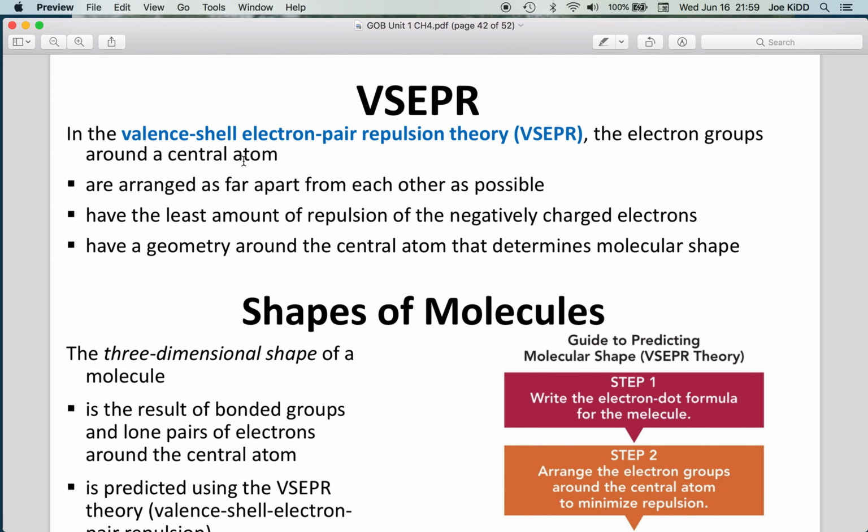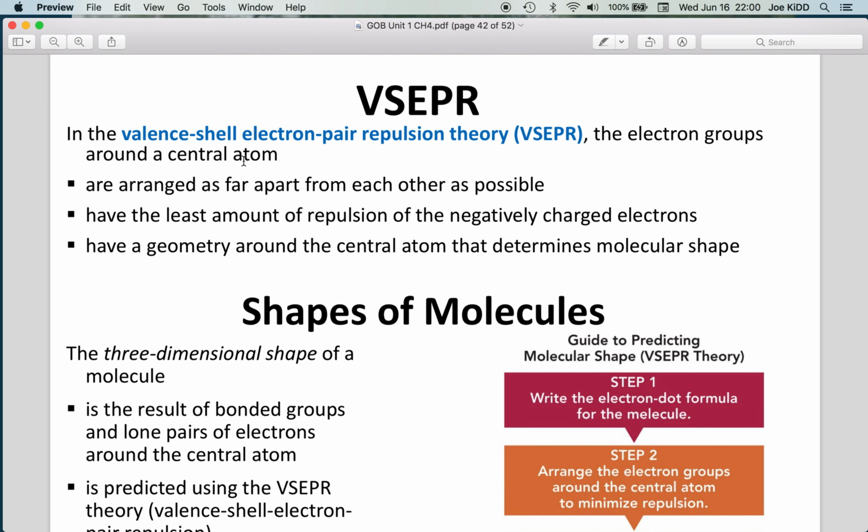Negative charges don't want to hang out next to other negative charges. Think about when you were a kid and you played with magnets. If you put two similarly charged magnets next to each other, they would want to push away from each other. They would repel each other. Same thing is happening with our electrons.